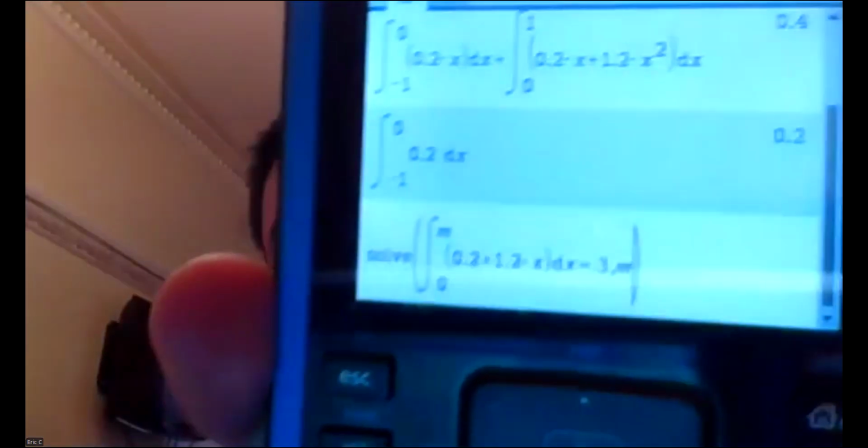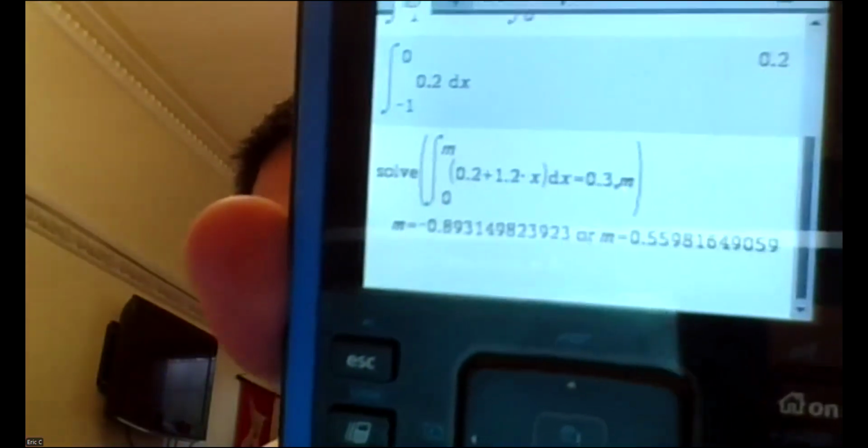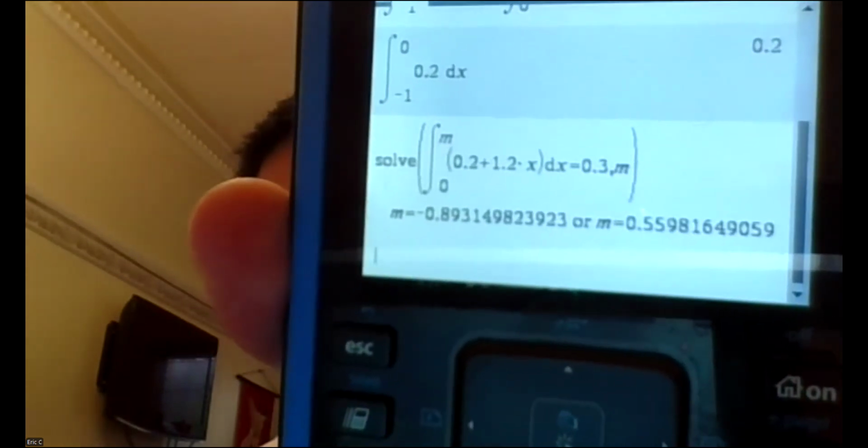And so define that function in your integral. So the second function was 0.2 plus 1.2x, and then that equates to 0.3. So it's no longer 0.5, because we took away 0.2 from the first piecewise function, and we want to solve for m here. So type exactly that in your CAS, solving for m, and you find that there are two answers. Now we'll have to reject the negative because m can't be negative. And so the correct answer is 0.5598. So that's the answer for the second part of the question.